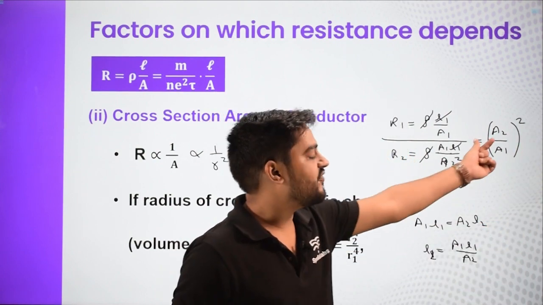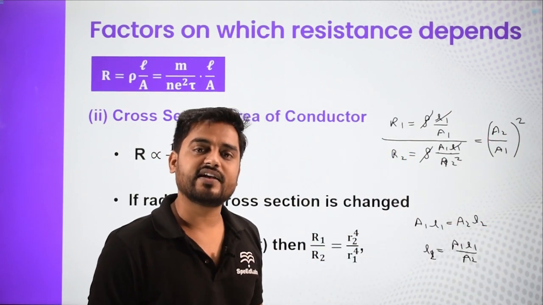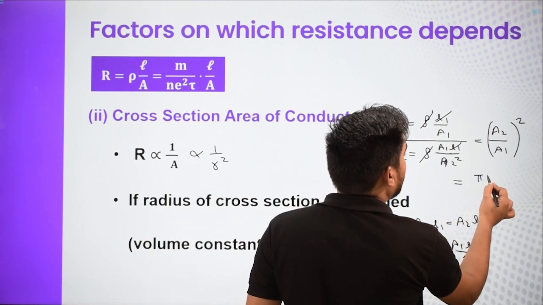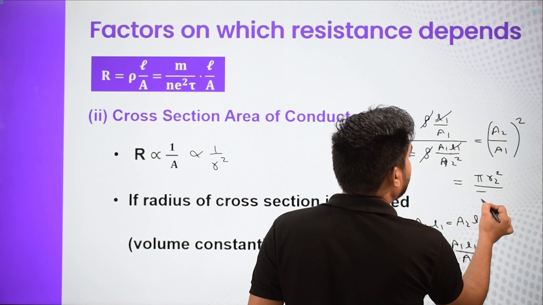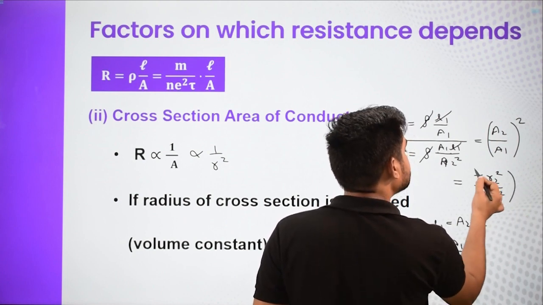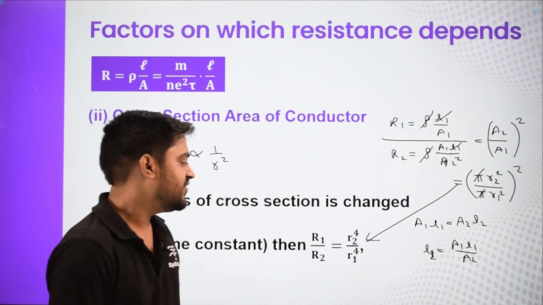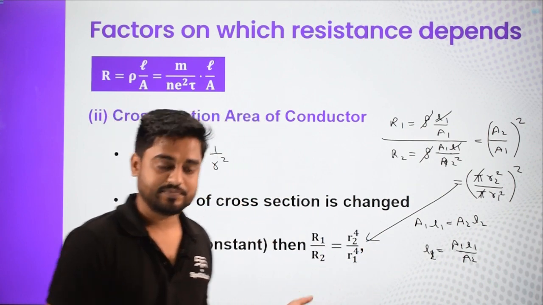Now what is area of cross section? It is pi R square, where R is the radius of cross section. So it is nothing but pi R2 square upon pi R1 square and whole square. And once you cancel this, you can get this result which we have already written over here.